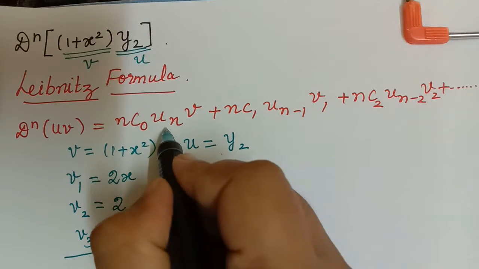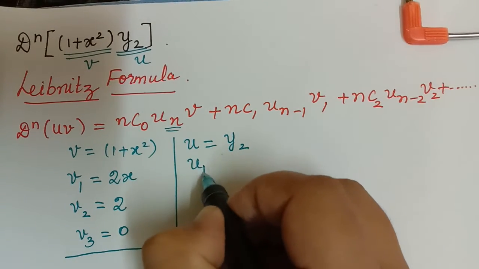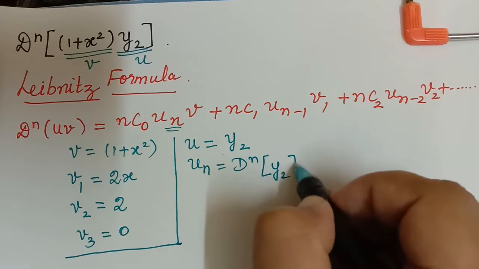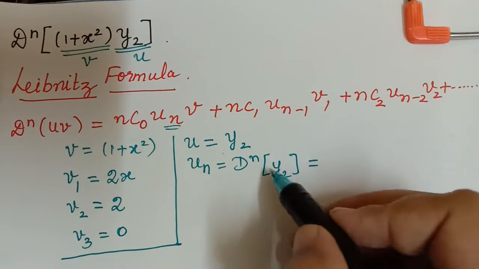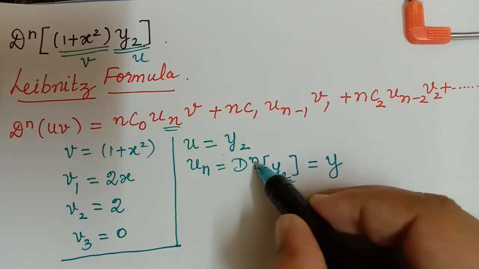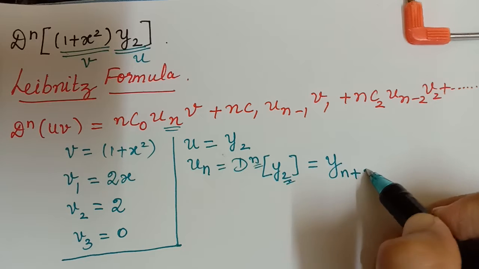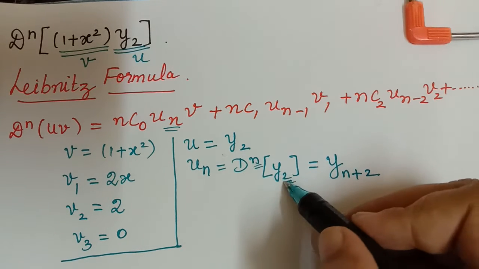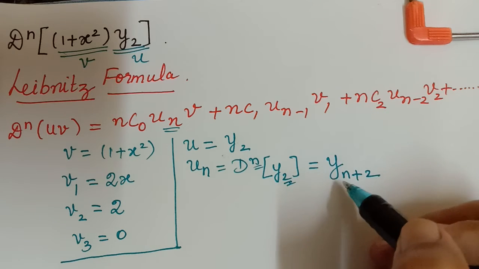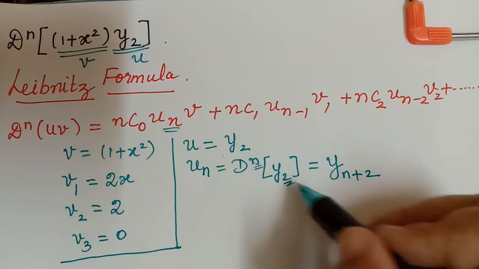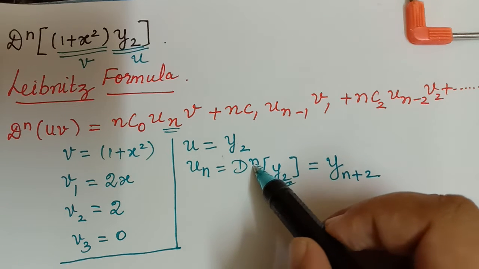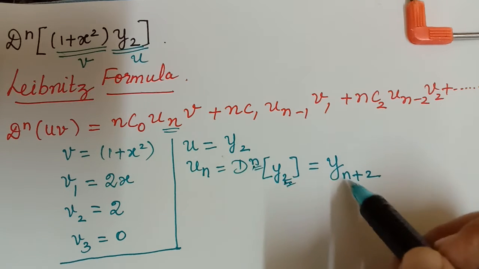Now, first we have to find un. So un is equal to the nth derivative of y2. What we have to do is add this n and 2 and write it as y n plus 2, because y is already differentiated 2 times, and when we differentiate it for the nth time, it will become y n plus 2. So that is what I have said here. You can also remember it in this way: you have to add this and write it here.